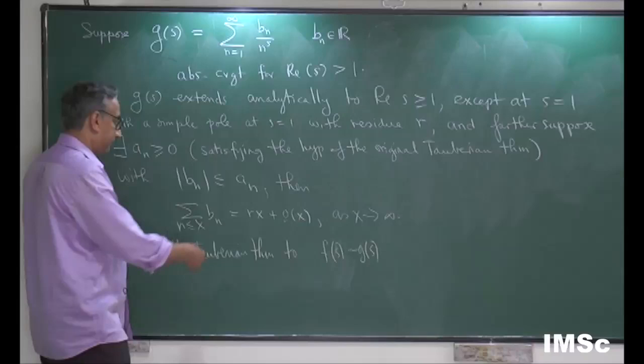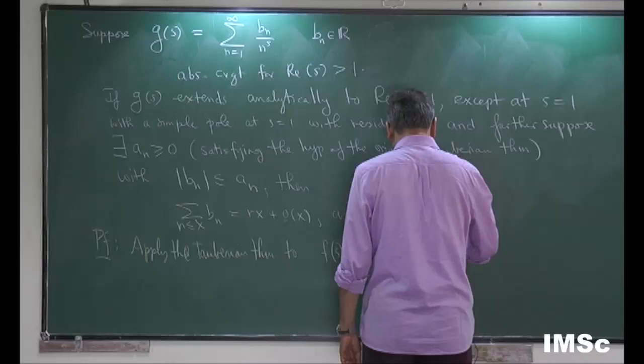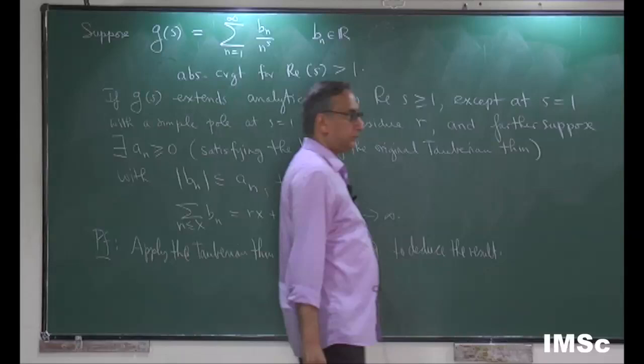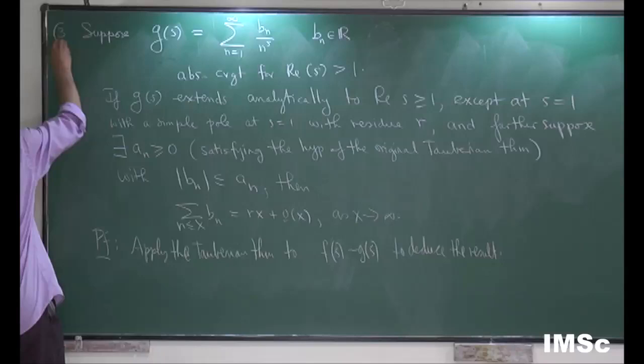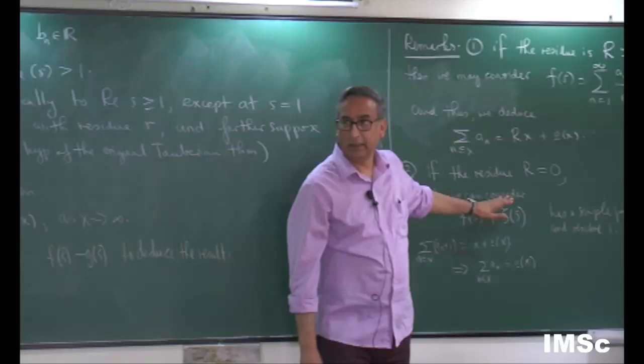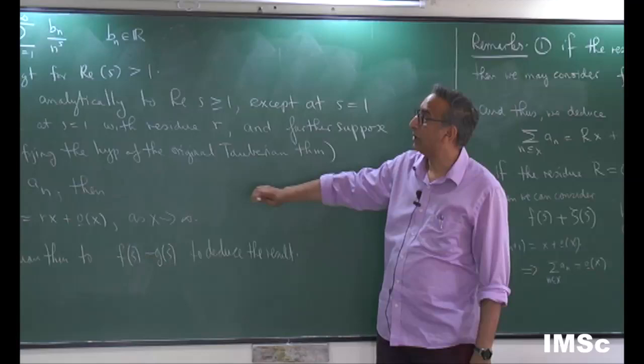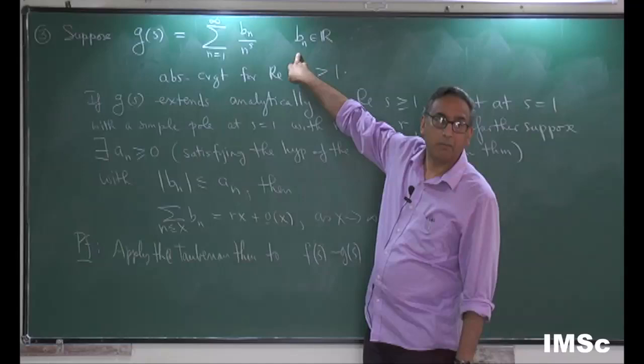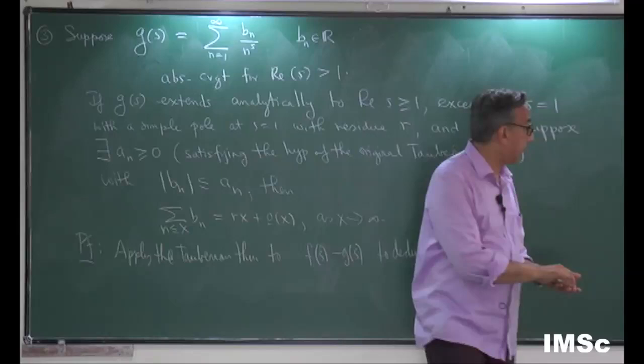So, to deduce the result. So this is the third point. This is remarks. I'm trying to extend the range of applicability to slightly more general situations. Now, so far we've got Bn's real. Now I'd like to make B sub n's complex numbers. So I'd like to allow for that possibility. It would be nice to have that kind of theorem. So how do you do that?